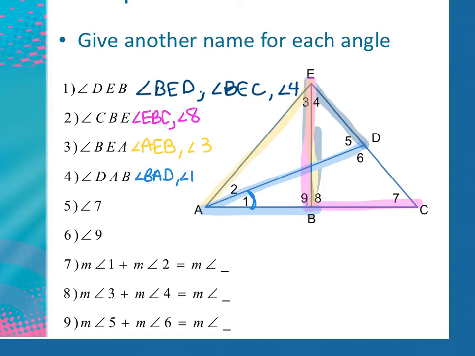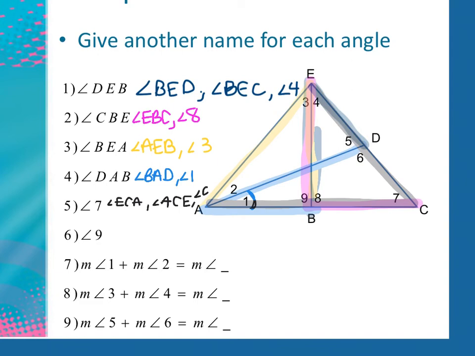Okay, so angle 7 is this angle. Can be called what? ECA. ACE. BCD works, BCE works, ECB works, DCB works, right? All of those things work. There's lots of ones there. You just can't use, or can you use C this time? Yeah, you can use C because C is the only one that shares that vertex. Does that make sense?